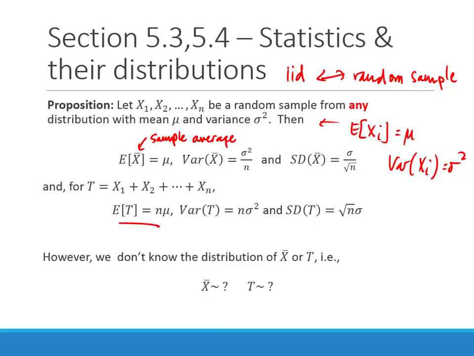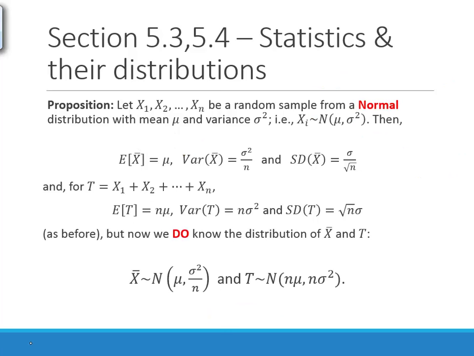But at this point, I just wanted to make this distinction clear that at this point we don't know what the distribution of these things are. Remember the xi, x1, x2 up to xn can be from any distribution. It can be from something that's really skewed or something that looks really weird. It doesn't matter. These properties are always going to hold, but I don't know what the distribution of x bar or t is at this point.